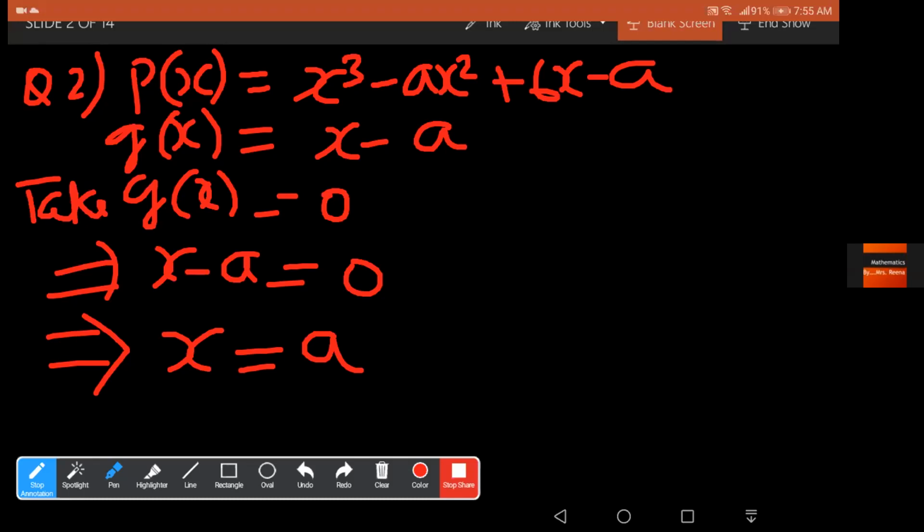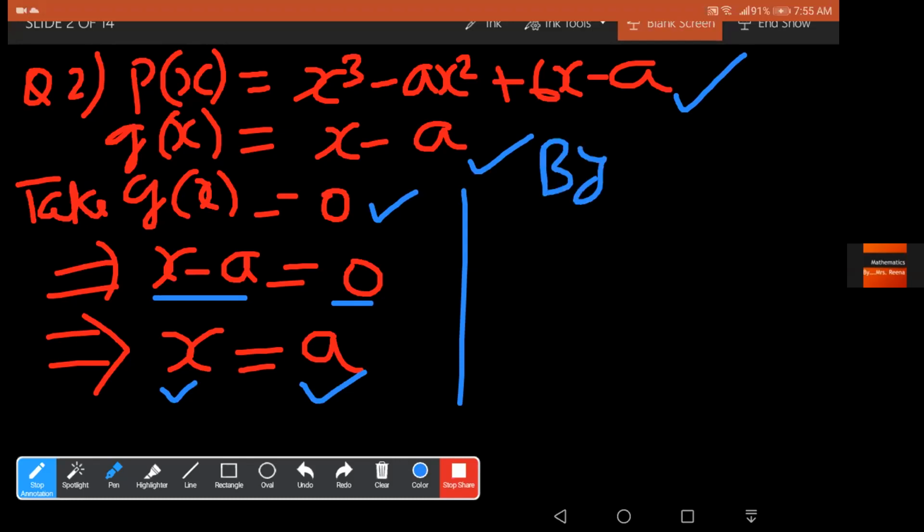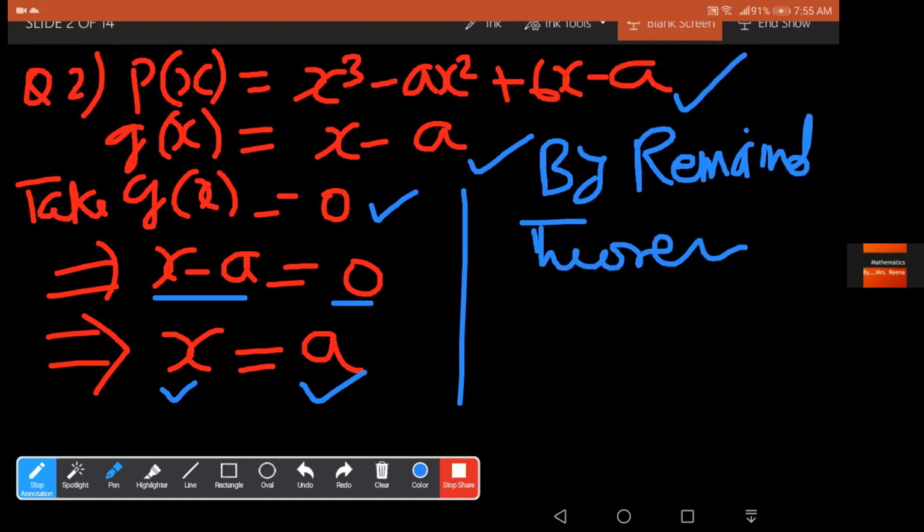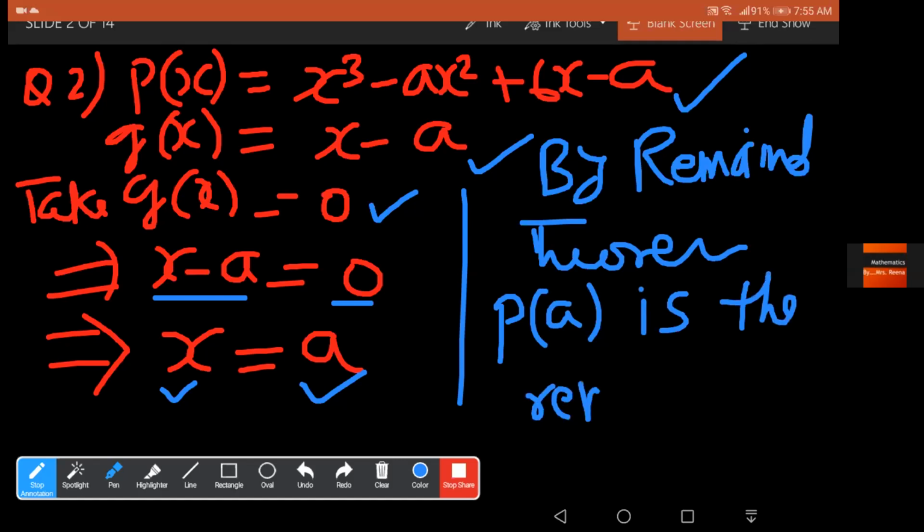We have px equal to x cube minus ax square plus 6x minus a. We have to divide this by gx. So gx equal to x minus a. Take gx equal to 0. This implies x minus a equal to 0. Or we can say that x equal to a. So now we can say that by remainder theorem, pa is the remainder. So please note it down.